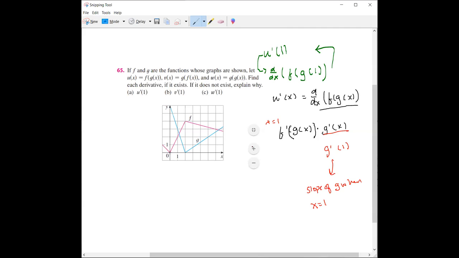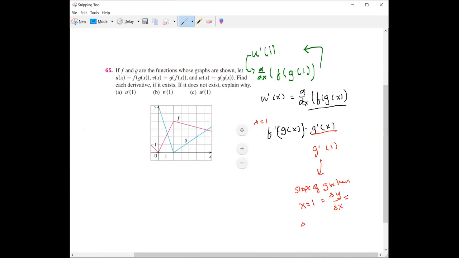Is it 3? I'm just going to say this is delta y over delta x. I know delta y is going to be, that is 1, 2, 3, 4, 5, 6. So negative 6 over, so it's going to be negative, right? So g prime of 1 is going to be equal to negative 3. Okay, so we've done that now.